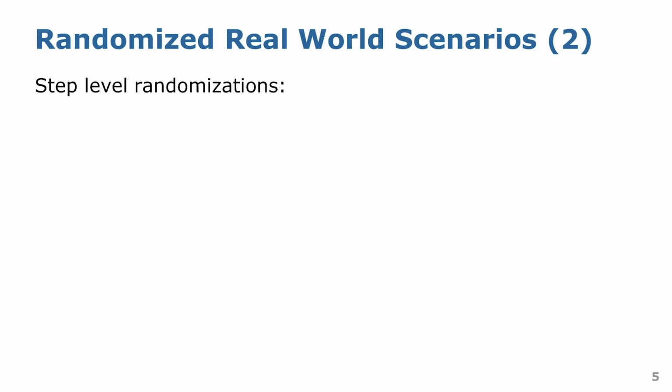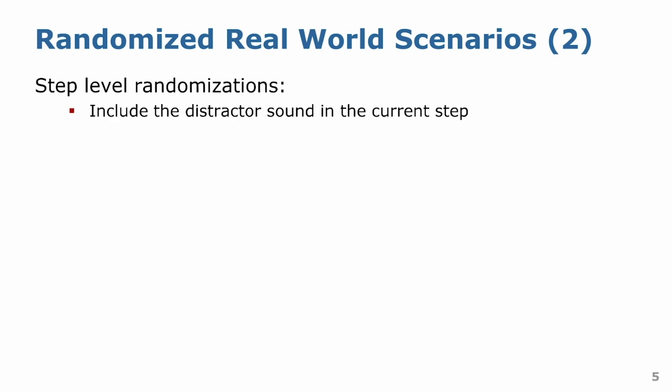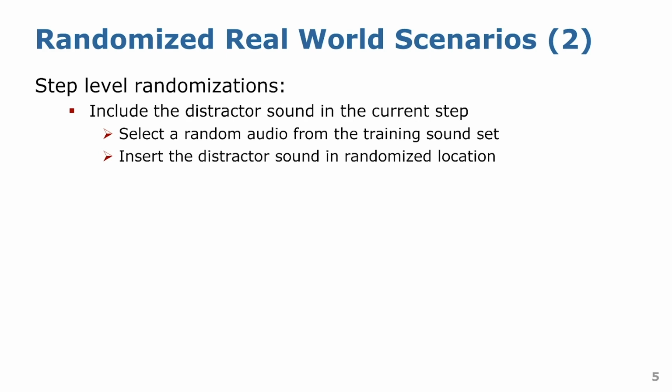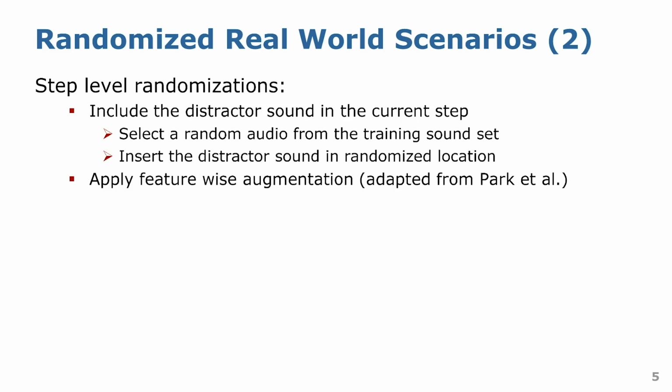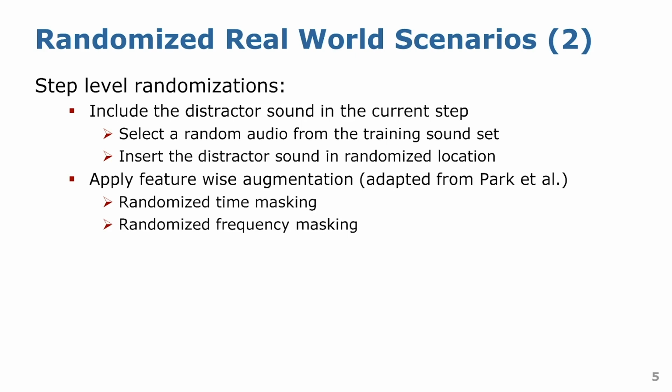In the step level randomization, the pipeline starts to take random decisions, like whether to include a distractor sound in the current step or not, and if yes, the pipeline needs to randomly select a different audio to act as a distractor sound. Then, it has to randomly choose where to locate it inside the environment. The pipeline also has to decide if it's going to apply a feature-wise augmentation or not, and if yes, it has to randomly select which type of augmentation it will use. It can select whether to use time masking, frequency masking, or a combination of both.